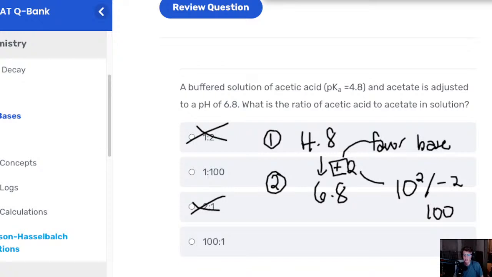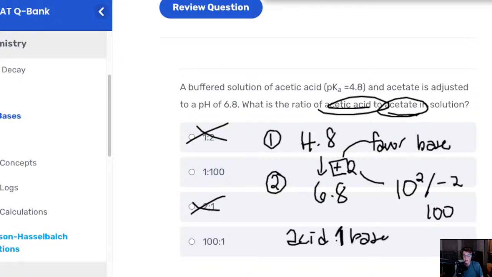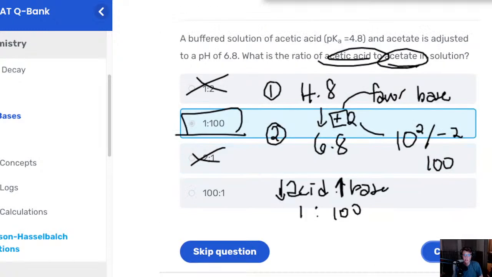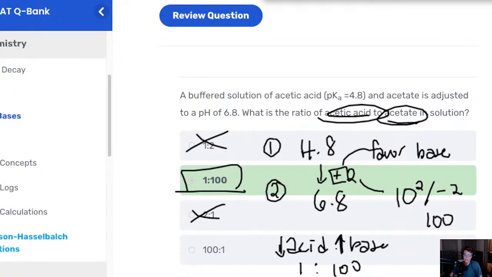And then we just list it and see what do they want. They wanted acetic acid to acetate. So they want acid to base. We said it's going to favor base, so we need to have the base be high, the acid be low. So this should be 1 to 100, or answer choice B. So even if you're asked to solve for it in a slightly non-standard situation, this technique still works because we're basically doing the exact same thing. And it's just a matter of following through the exact same steps.